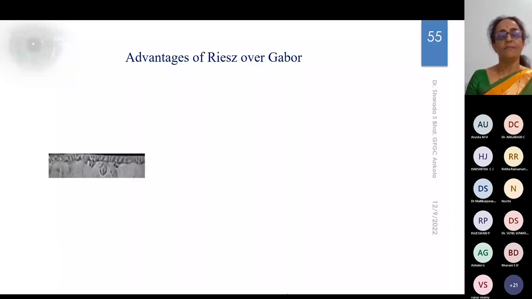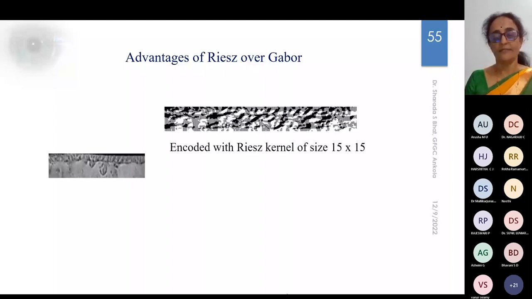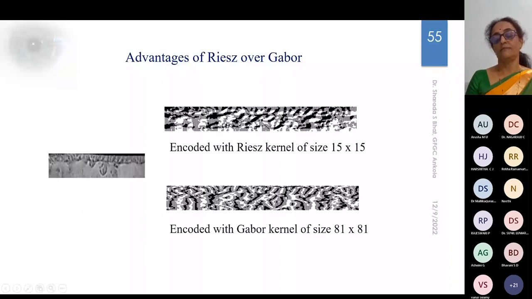Normally Gabor and RISE are compared here because Gabor was the one used by Daugman, and he got the patent on that. The only thing is that the size of Gabor is larger. To get the same result during our experiments, we used a Gabor kernel of size 81 by 81, whereas we obtained better results with a RISE kernel of size 15 by 15. That's one advantage of RISE over Gabor.